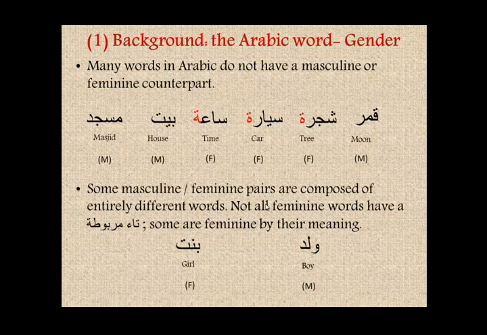Some masculine and feminine pairs are composed of entirely different words. For example, the word walad, which means boy, has the opposite, namely girl, or bint in Arabic. But notice how we did not add a ta marbuta to walad to get waladah. It's just bint. And not all feminine words have a ta marbuta. Some are feminine by their meaning. Again, the word bint does not have a ta marbuta at the end, but it is feminine because we understand that the word is feminine by meaning.